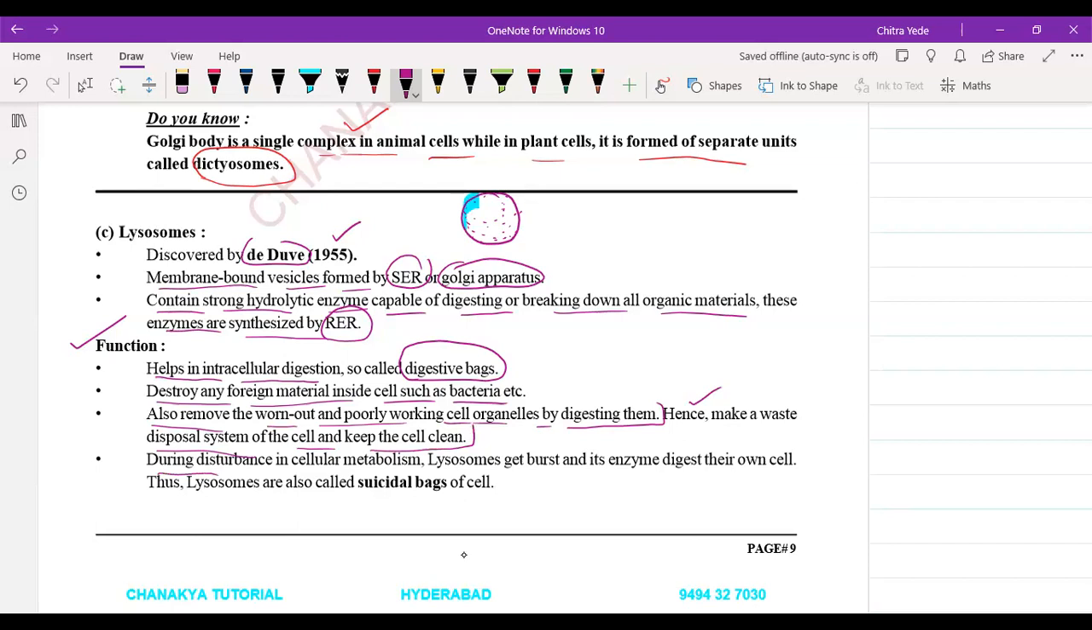During a disturbance in cellular metabolism, the lysosome bursts and its enzymes digest its own cell. That's why the lysosome is also called the suicidal bag, because it digests the cell on its own. Understood? Okay.